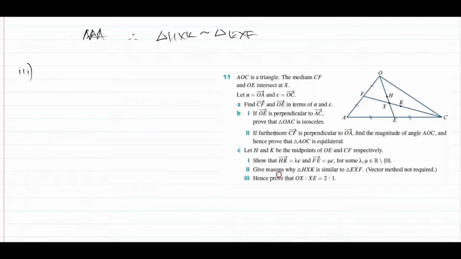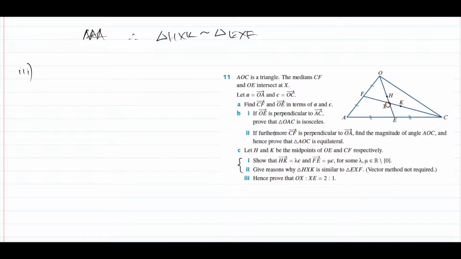For part triple I, we need to prove that OX right here is twice as long as XE. It's a hence question. We need to use the answer from the first two parts to help us solve for this part right here. So let's get into it first.